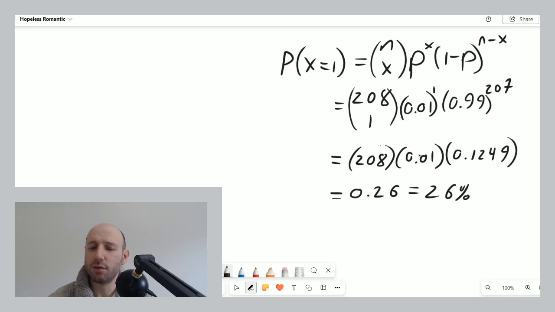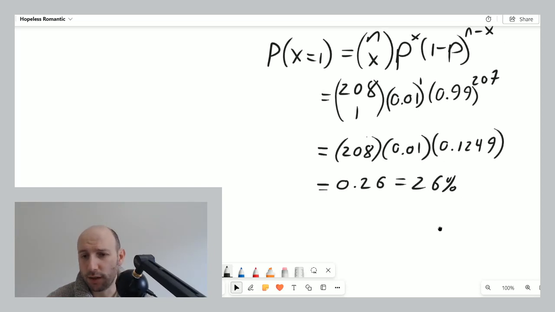Okay, so they go out 4 times a week, that's 208 times a year, and the chance that they meet someone is 26%, even though the chance of meeting someone any single time that they go out is just 1%. The chance that they meet one person over the course of a year goes all the way up to 26%, which is much higher, but you might think, okay, well, that's still a 74% chance that they don't meet someone over the course of the entire year.